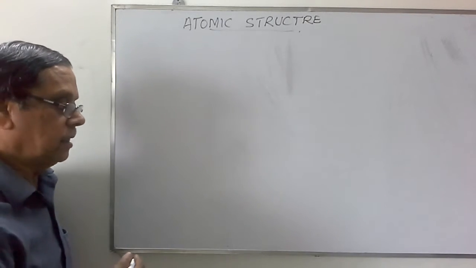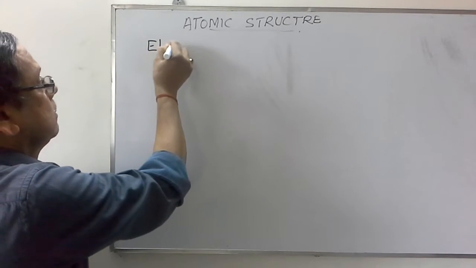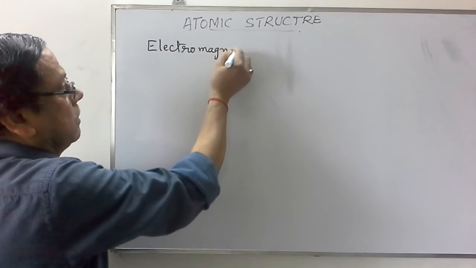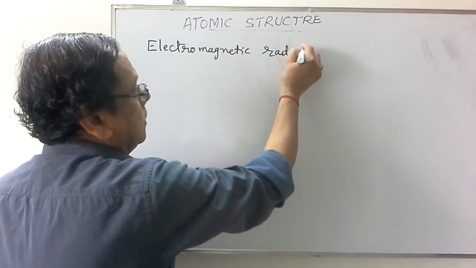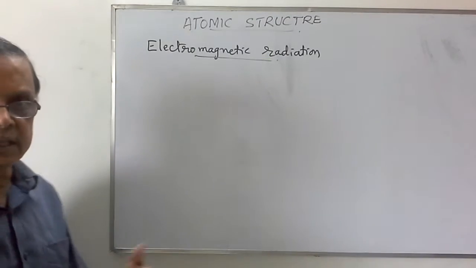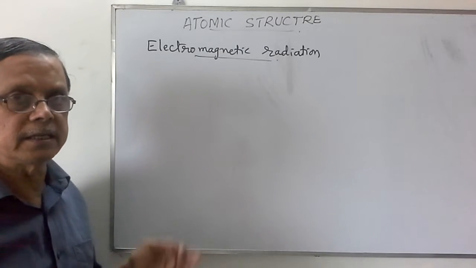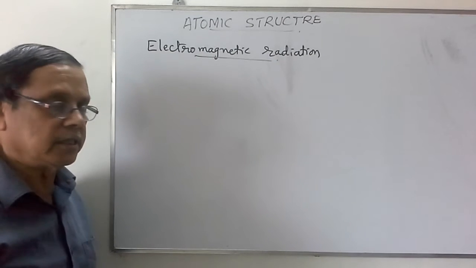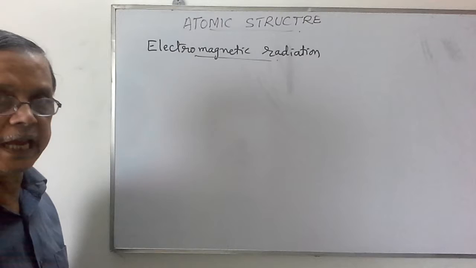And now we are considering electromagnetic radiation. Since all radiations in the form of light consist of electrical as well as magnetic properties, all those radiations are called electromagnetic radiations. In these electromagnetic radiations, based on the frequency, we can classify them into different types.